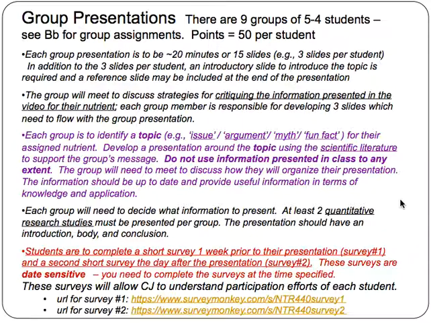This assignment will be worth 50 points per student. The group presentation is to be about 20 minutes long or 15 slides, which is about 3 slides per student. Notice that an introduction slide or a reference slide at the end may be included, but these slides are not to be counted as one of the 3 slides per student. As a group, you'll need to discuss strategies for critiquing the information presented in a video you'll see in class. You're going to support and discuss your thoughts with science to make up your presentation.